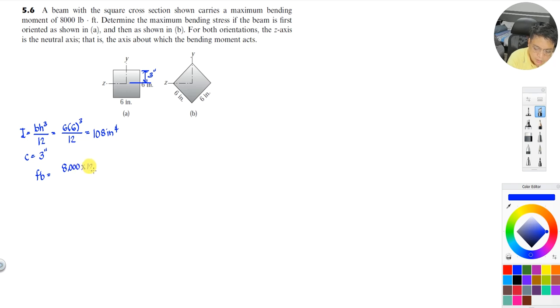So times 12. Okay? So again, C is 3, and I is equal to 108. So you can have 8,000 times 12 times 3 all over 108. Okay? So you can have 2,666.67 again in PSI. So you can have it as FB. So this is now the answer for letter A.